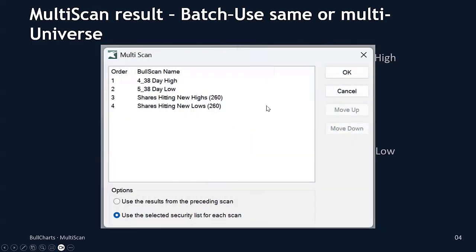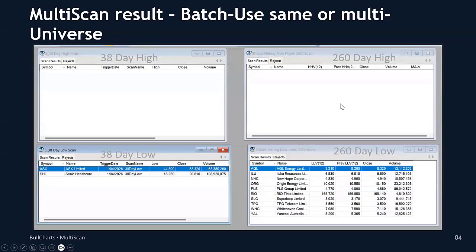So what this will look like when you see that I run it, and this is where the order is not important, but what is important is that you change the radial button and you say use a selected security list for each scan. So it looks at these independently and runs them independently, and it will put them up as a panel, 1, 2, 3, 4, that will look like this. Now, sometimes you have to shift these around, but once you've shifted it, the system seems to remember that, and you can look at the various results.